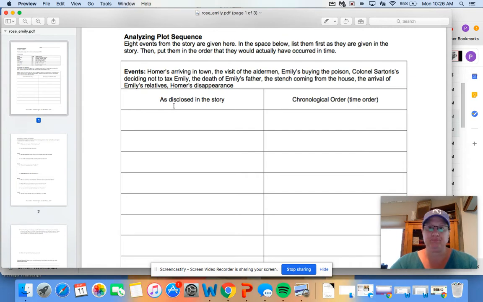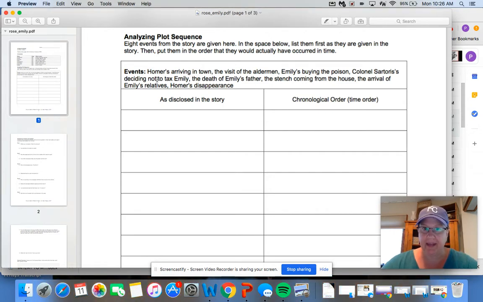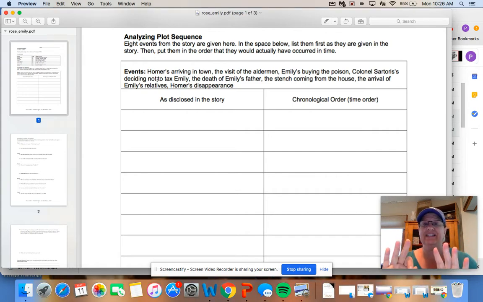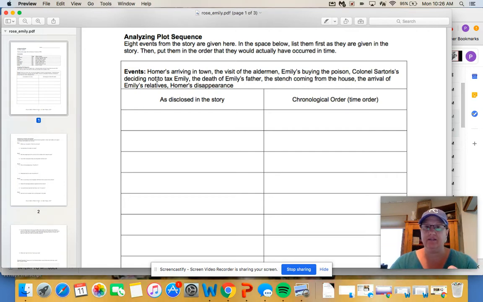Okay, so it says Homer's arriving in town, the visit of the alderman, Emily's buying the poison, Colonel Sartoris deciding not to tax Emily, the death of Emily's father, the stench coming from the house, the arrival of Emily's relatives, and Homer's disappearance. Okay? Those are 8 different pieces of the story that you are going to be working with and analyzing the plot sequence. Okay? It says 8 events from the story are given here.